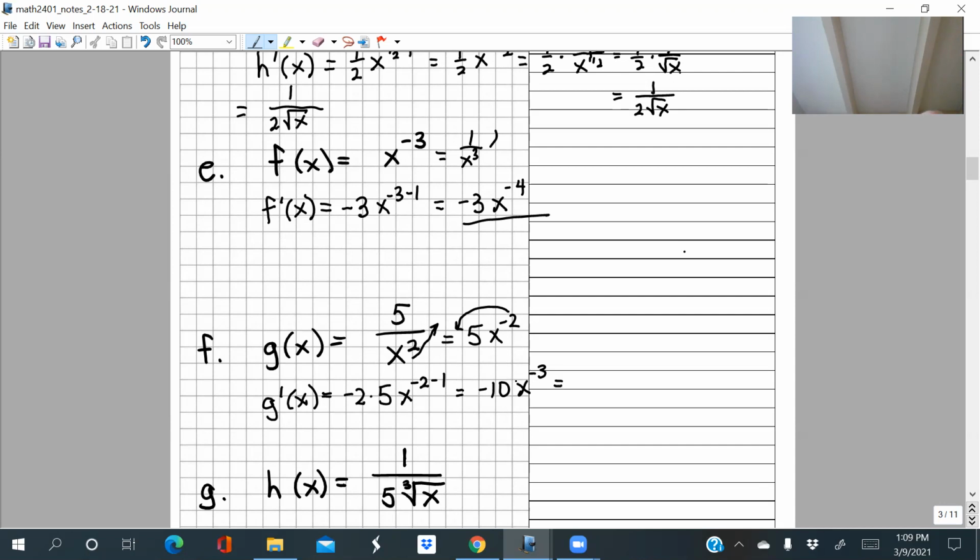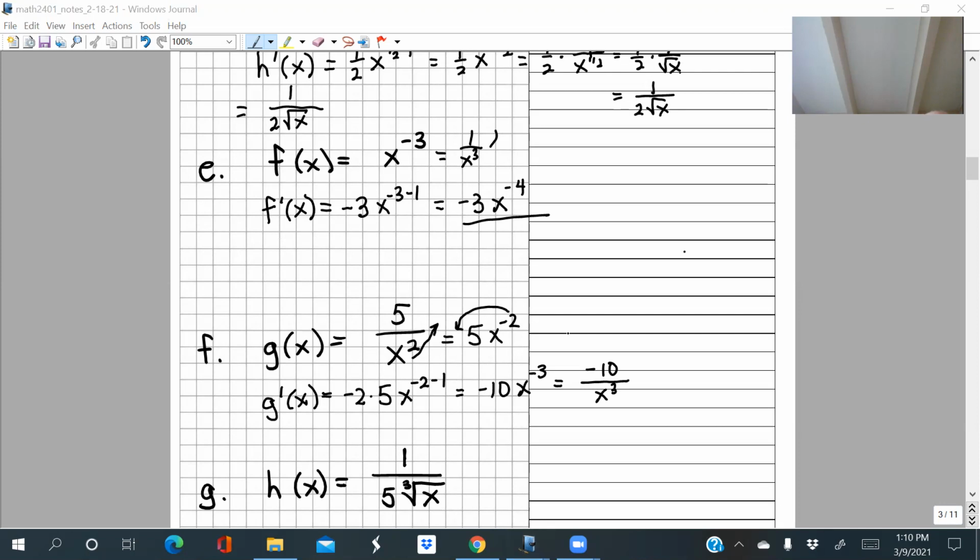Well, how do you fix x to the -3 so it doesn't have a negative exponent? You simply bring it back to the denominator. X to the -3 means 1 over x cubed. So there's your answer. Interesting answer. So the derivative of 5 over x squared is minus 10 over x cubed. Notice the sign change there.